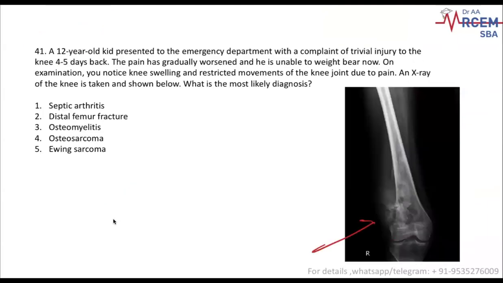So what are you seeing here? A sunburst appearance, what you are seeing. It is an osteosarcoma. So what is the presentation? It's a kid who has presented with a trivial injury. They directly gave it as a trivial injury. Pain has gradually worsened and he is unable to weight bear. X-ray has been taken. What is the diagnosis? They are asking. It is an osteosarcoma.